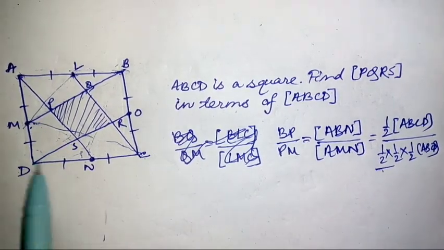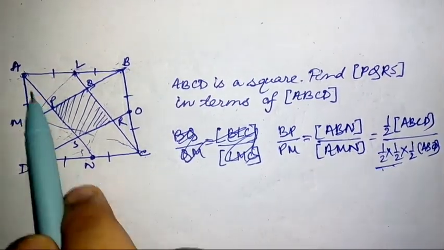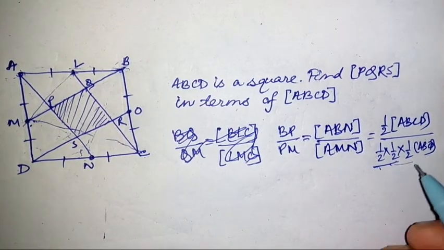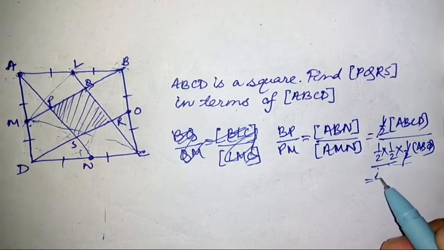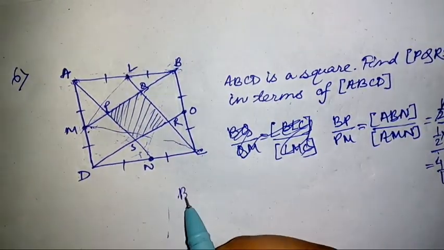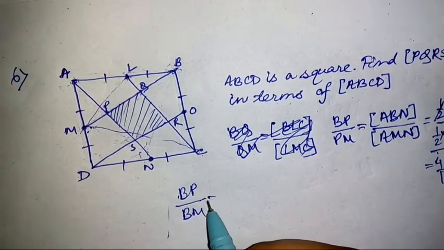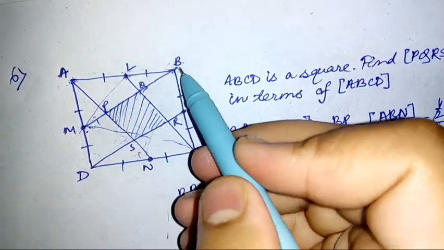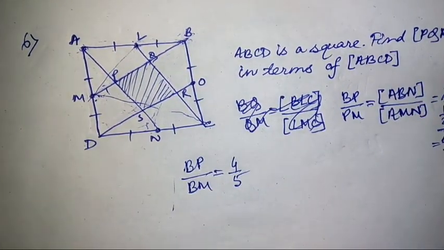This area will be half of the area of this one, this square along the diagonal, and since the diagonal divides into two squares of equal area, so this one will be half of the area of ABCD. So I get 4 by 1. So that is the main key here. So we can write BP by BM is 4 by 5, because here we got 4 by 1, this one is 1. So BP by BM, the whole will be fifth part, so 4 by 5.